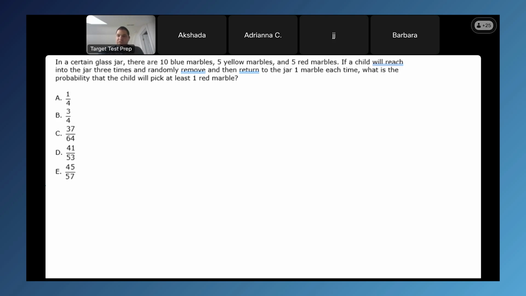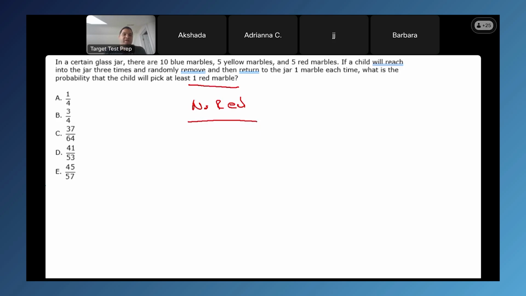All right. So how did you guys feel about this one? I mean, it looked like most of you guys got it right. Did you try to do the 1 minus when solving this? Hoping that is how you did it. All right, perfect. So yeah, so this is the time you do it. Pick at least one red marble, but how about no red marble? So there's 20 total marbles. There's 10 blue, 5 yellow.